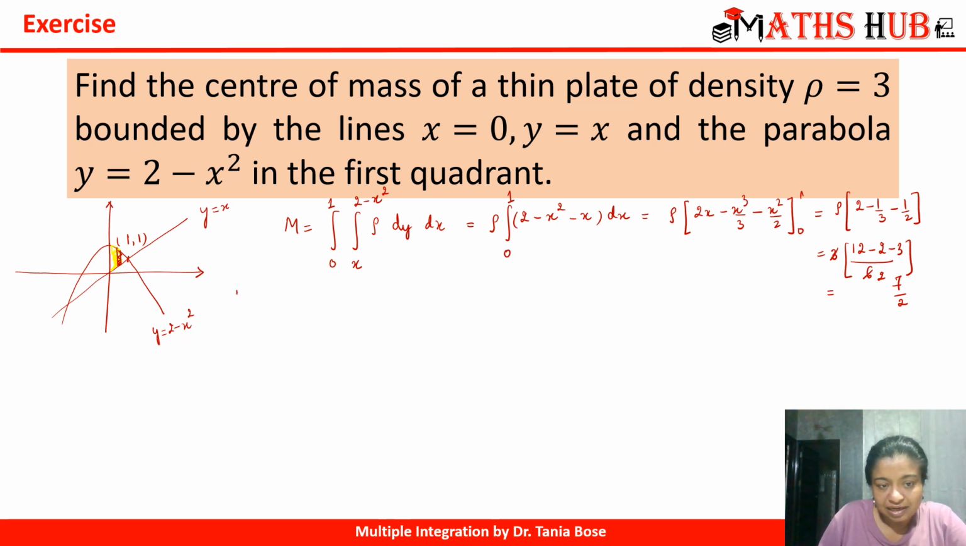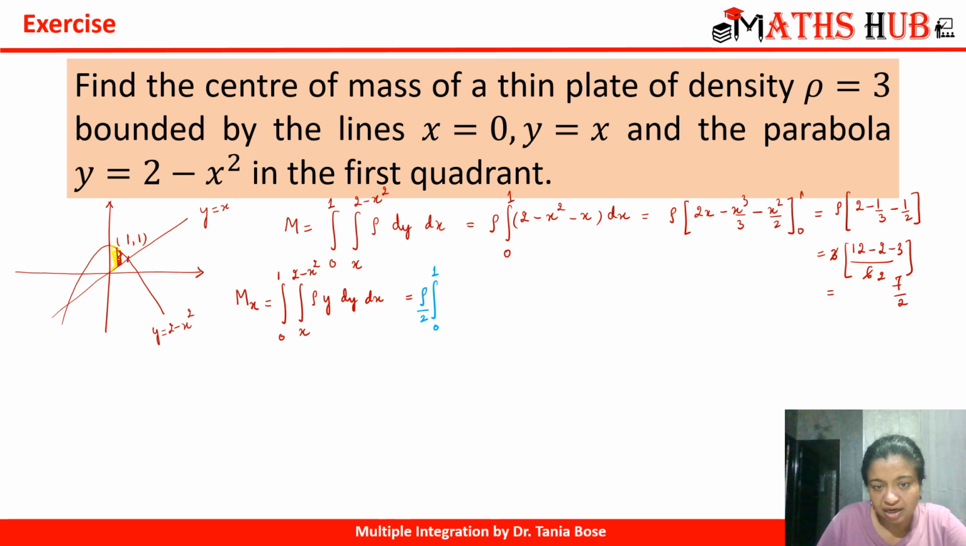Now let us calculate Mx. So Mx is the double integral of rho y dy dx, and you can see that the limits of integration will remain the same, 0 to 1. Let us try to calculate this. I can take rho common, and let me do it with a different colored pen so that it is easy for you to check. Okay, let me rewrite it again. So this is rho, 0 to 1. Now when I integrate this, this is y squared by 2.